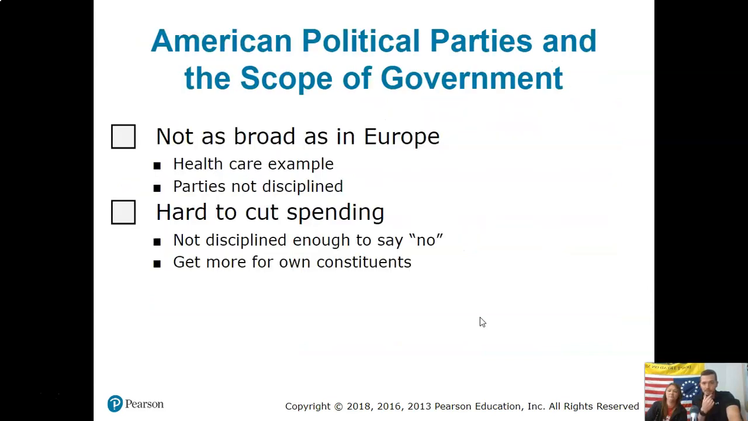Same thing here. Again, the political parties and the scope of government. It's not as broad as it is in Europe. Healthcare, again, is a big example. We just don't, because healthcare has really fallen by the wayside until Democrats have kind of picked it up. Just the parties not being disciplined and wanting to maintain their power really leads them to not want to create change. And again, it's hard to cut spending because people are not disciplined enough to say no. But if they say no, that is going to lead to their constituents being upset and potentially ending their political career.